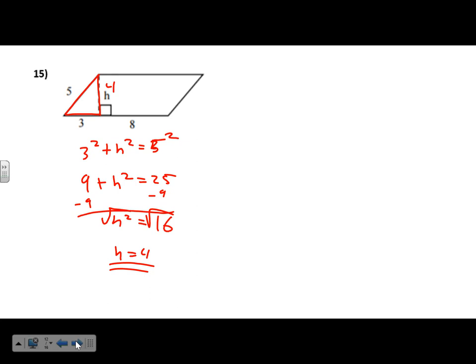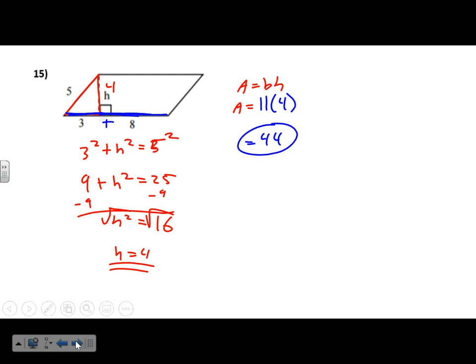And so now the area is base times height. But again, this is where a lot of people miss this. The base, a lot of people just put 8. No, that's this part of the base. This part is 3, so it's 8 plus 3. The base is actually 11. So make sure you're being careful with that. So the area for that one ends up being 44.